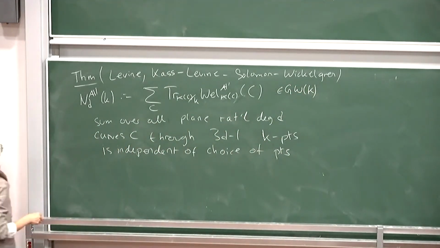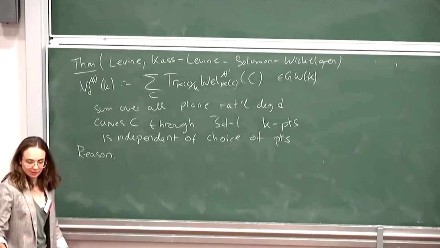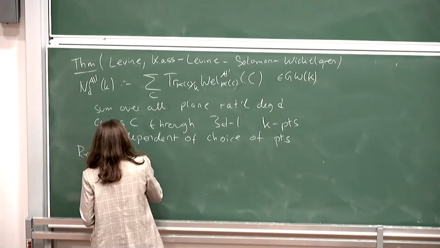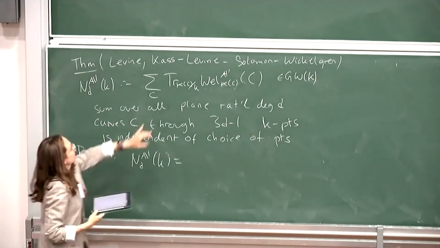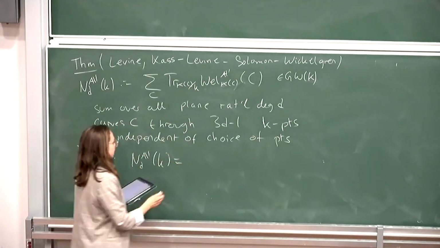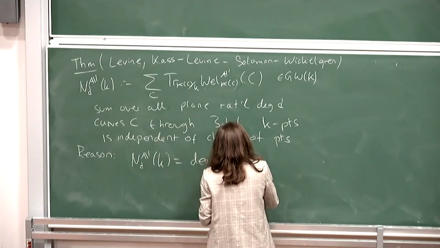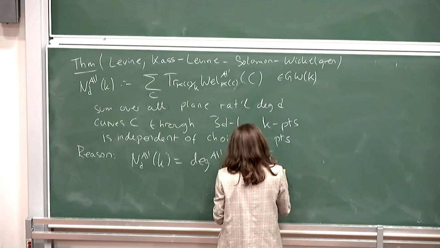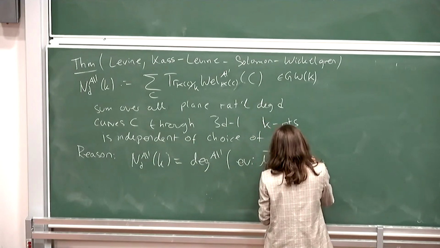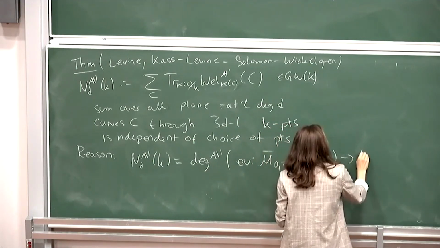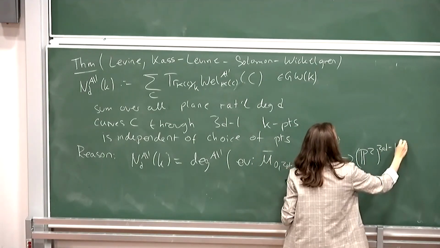And one reason for this is the following. One can express this n_d of k, or at least this paper here shows that this is the degree of a map, namely of the evaluation map from the moduli space of genus 0, 3d-1 pointed stable curves in P2 of degree d to, here we have 3d-1 copies of P2.